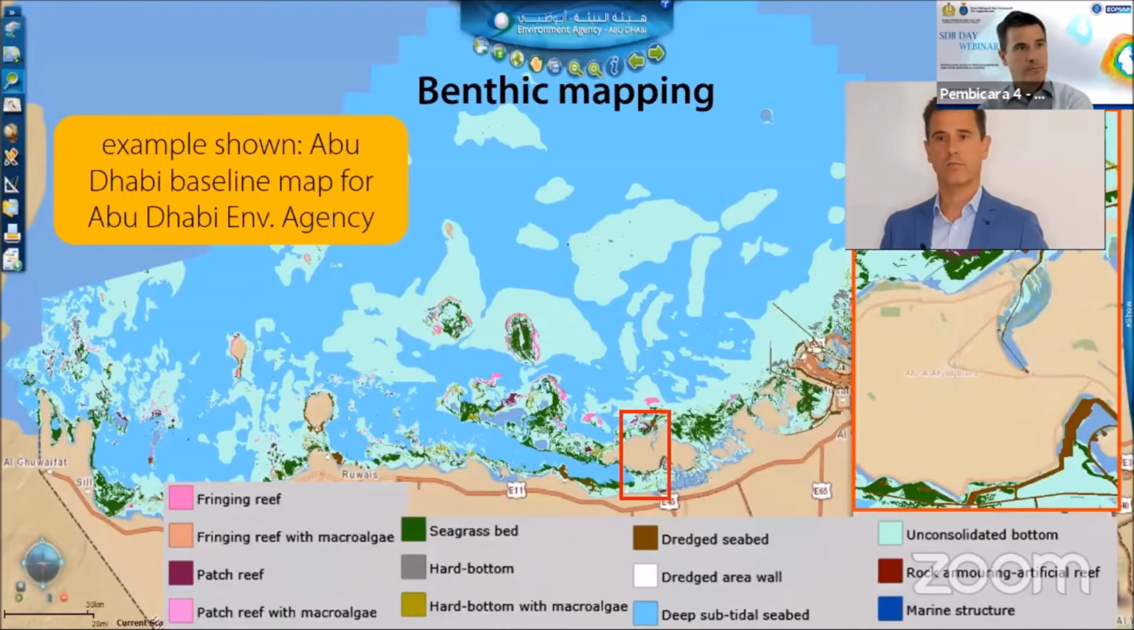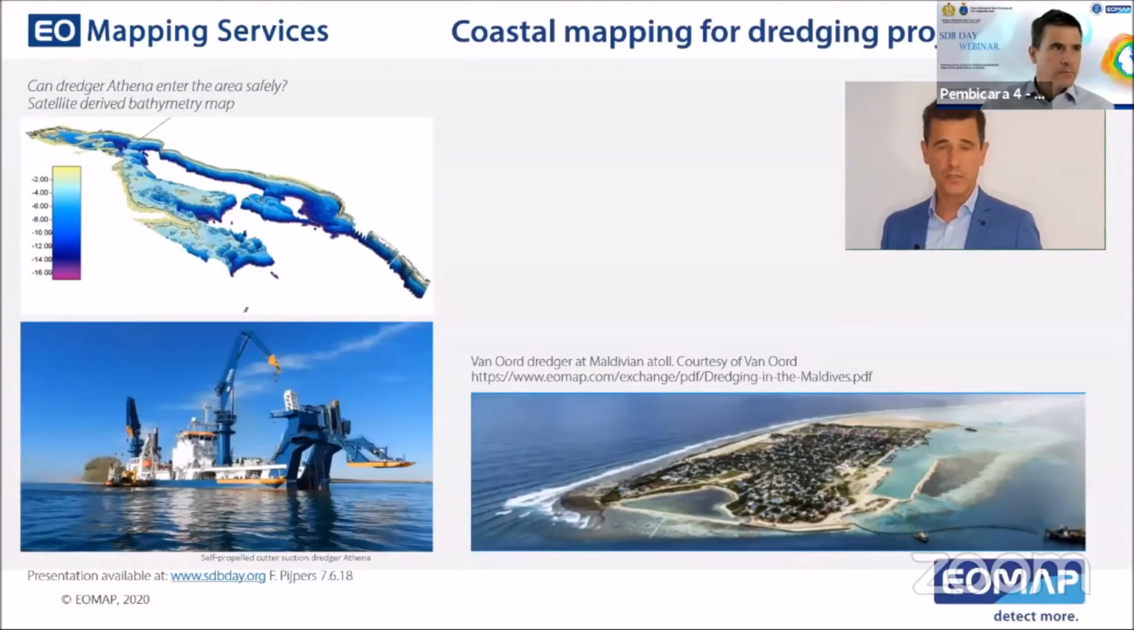Another example from Abu Dhabi, benthic habitat mapping. So it is a whole state covered here with benthic habitats derived by satellite combined with ship-based measurements. For maritime industries, there are a lot of applications as well.